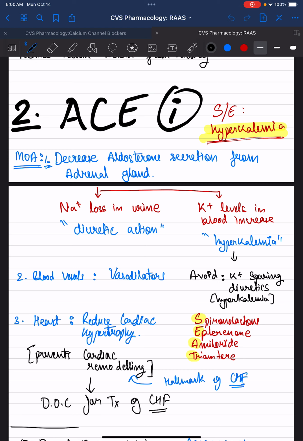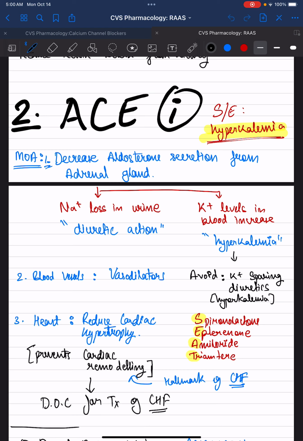So ACE inhibitors will restrict angiotensin 2 from forming. So what will happen is, on the adrenal gland there will be decreased aldosterone secretion, which will lead to sodium loss in urine, and there will be an increase in potassium in the blood, and this increase in potassium in the blood will cause hyperkalemia, and the increase in sodium in the urine will lead to a diuretic action.